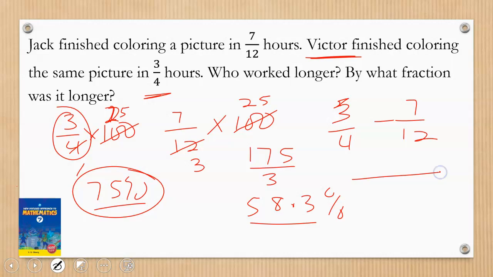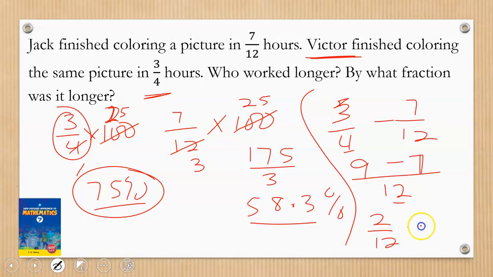And of course, here, if you use the LCM method, you have 12 here. 4 can divide 12 as 3 times 3 will give us 9. And 12 can divide itself as 1 times 7 will give us 7. If you subtract 7 from 9, you have 2 out of 12. And that is the same as saying 1/6. So that means 1/6 difference in terms of the hours they worked. Good.